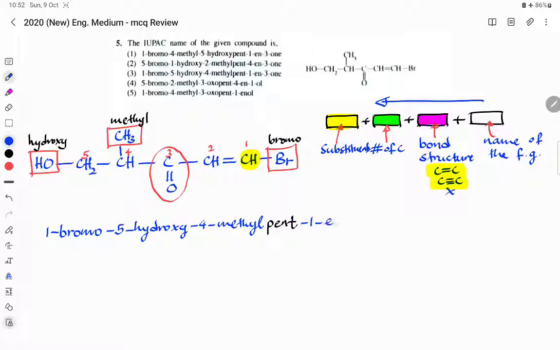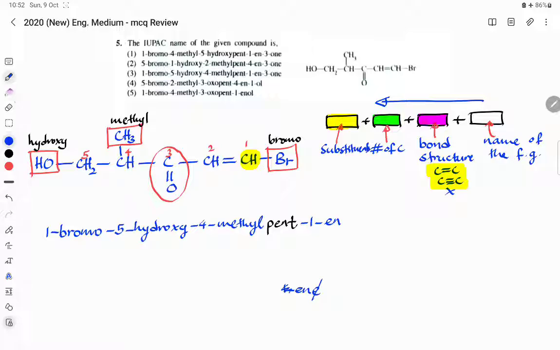1-ene. Now when we are writing 1-ene, this e is omitted because the functional group that we have to write next starts with a vowel. Therefore, the first vowel that we encounter should be omitted from the name.